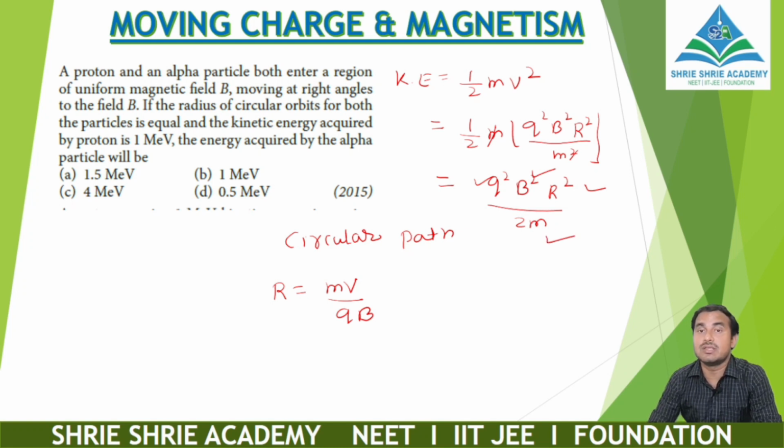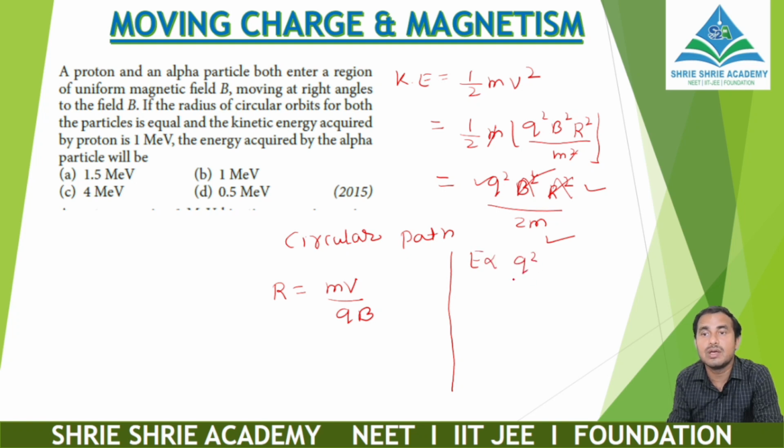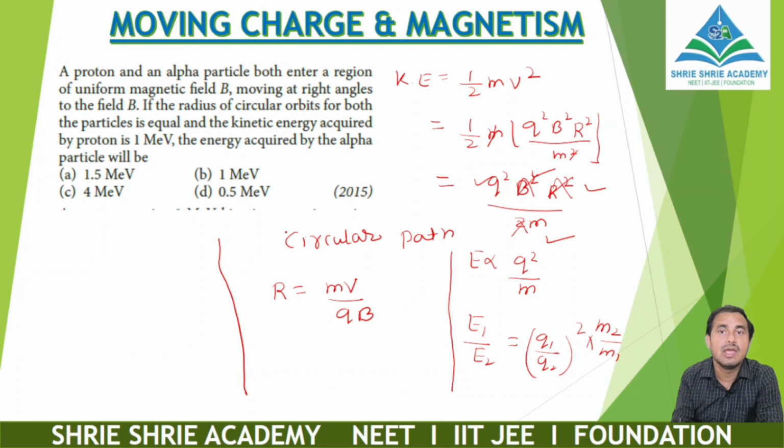Now in the given situation, what is constant and what is not constant, that we have to see. Proton and alpha particle definitely have different mass and different charge. But it says they are moving at right angles and the radius of the circular paths are equal, so radius is out. Magnetic field is the same, that is also out. So you know that the kinetic energy is proportional to Q square by m, because 2 is a constant for the ratio. So you write E1 by E2 is equal to Q1 by Q2 the whole square into M2 by M1.